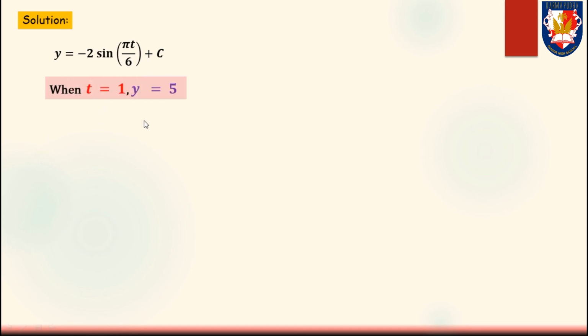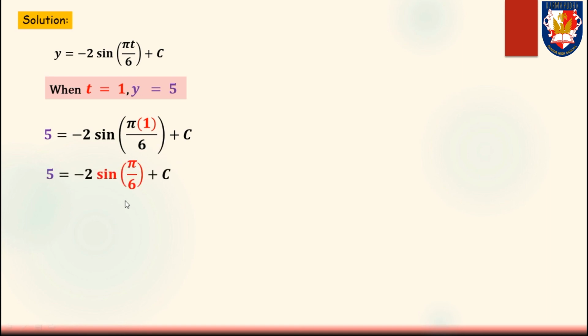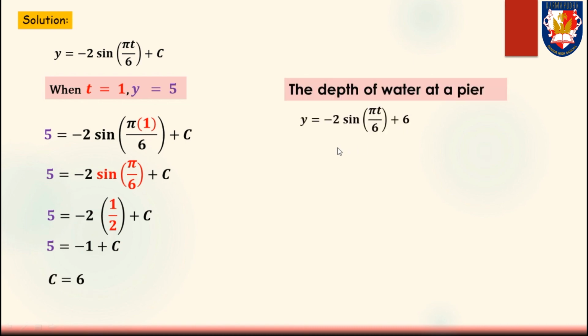When t equals 1, y equals 5 based on the question. Now we substitute the values of t and y. So 5 equals negative 2 sine pi times 1 over 6 plus c. 5 equals negative 2 sine pi over 6 plus c, because sine pi over 6 equals 1 over 2, so we'll have 5 equals negative 2 times 1 over 2 plus c. 5 equals negative 1 plus c, c equals 6. So the depth of the water at the pier is y equals negative 2 sine pi t over 6 plus 6.